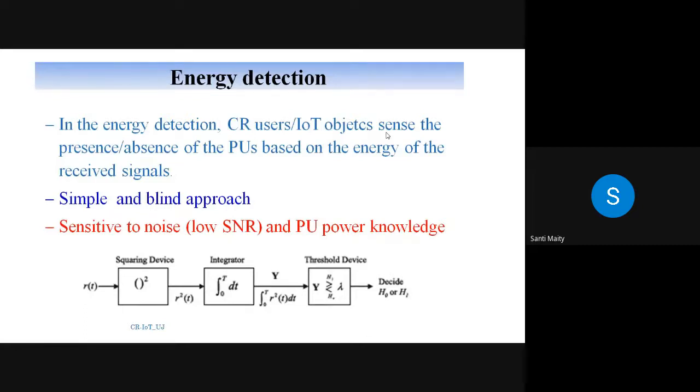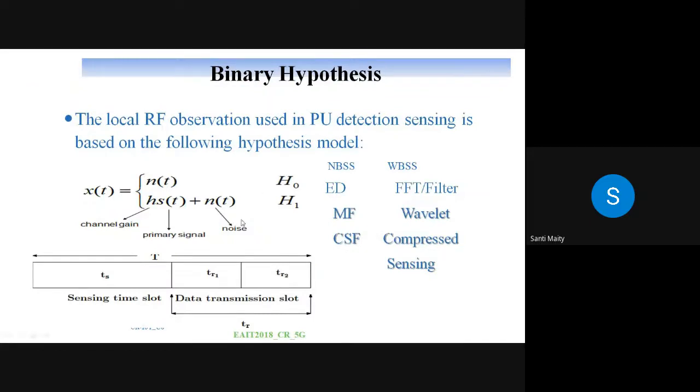On the other hand, I saw that there are other approaches for narrowband spectrum, the match filter, or cyclostationary features. If you are informed about the primary user, if you have a context-aware situation, you have some information about the primary signal, then you can make use of the match filter or cyclostationary features, which are not that sensitive to the noise situation and others.